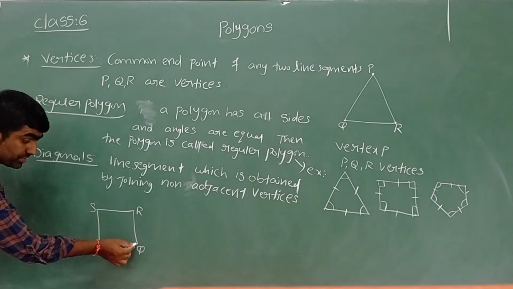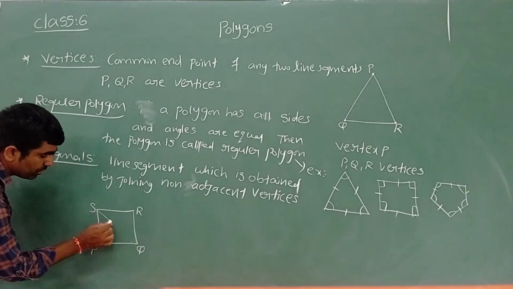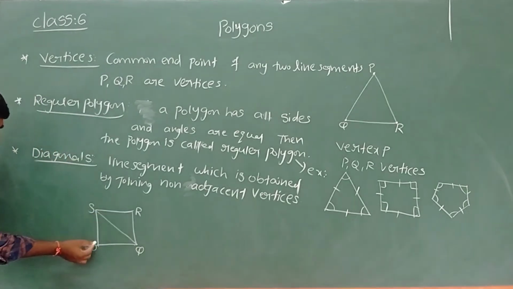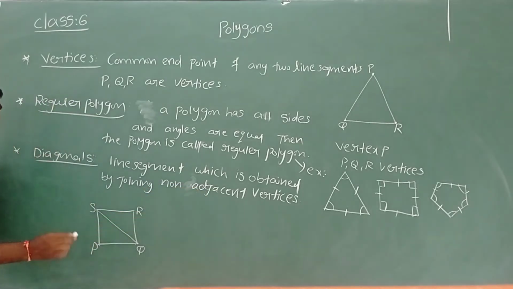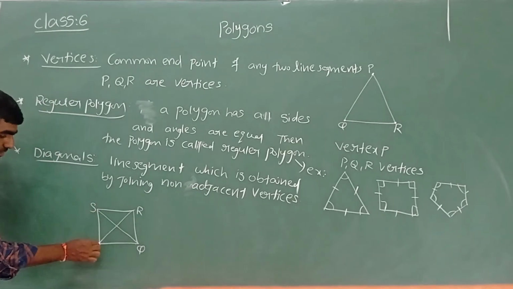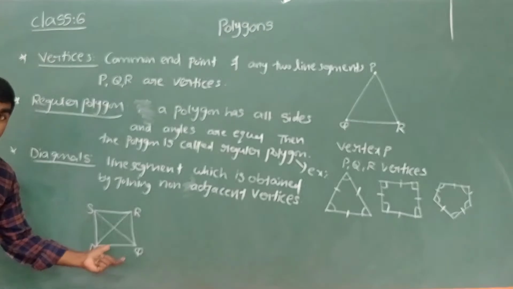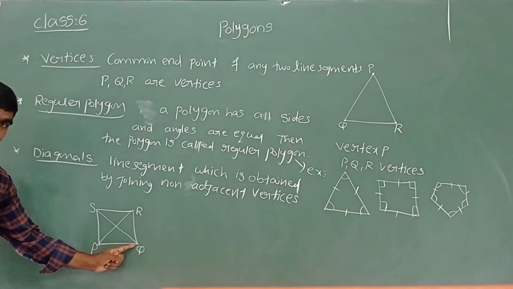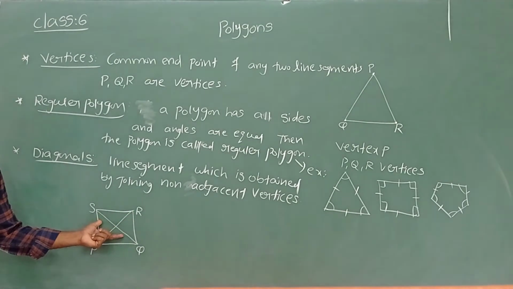See, S and Q which are not side by side, they are called non-adjacent. By joining SQ, you can see one diagonal. P and R are the vertices which are called non-adjacent. They are not side by side. By joining this, we can see one diagonal. Now, a four-sided polygon has how many diagonals? SQ one diagonal, PR other diagonal. Yes, you can see two diagonals.